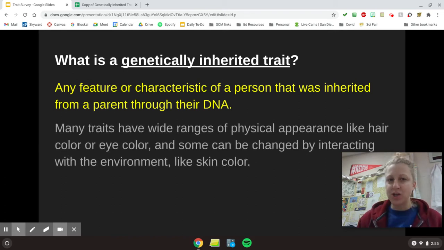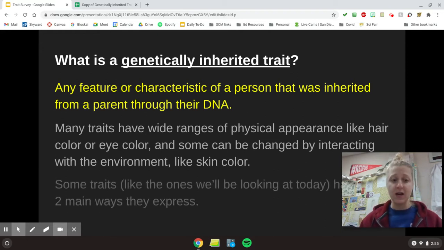One thing to mention is that a lot of traits have wide ranges of physical appearances, like hair color, which I already mentioned, eye color, and then some things can also be changed by interacting with the environment, like skin color. We're not focusing on these really complicated things, okay? These are complicated and they're good and they're important things to think about, but for us, as we're just getting started, we want to think about super basic things.